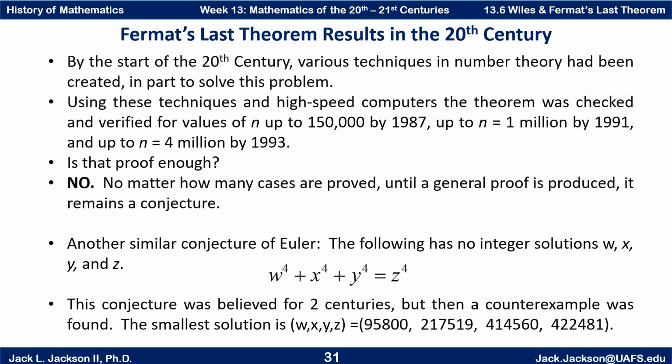And the answer is absolutely not. No matter how many cases are proved, until a general proof is produced, it still remains a conjecture. And let me give you an example of why this is the case. Why do mathematicians insist on a general proof, even if they work something out up to 4 million examples?